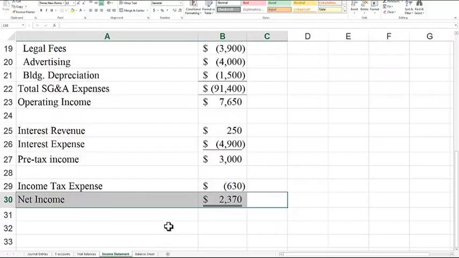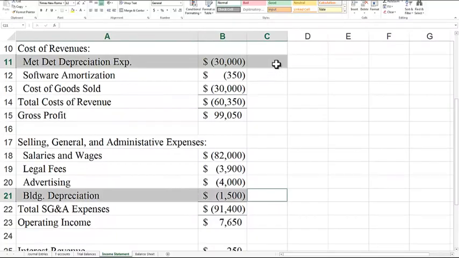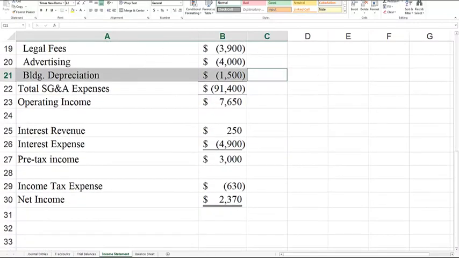One more thing I want to point out before we leave the income statement is I separated depreciation expense into two buckets. The metal detector depreciation expense is part of the direct cost of providing the rental service, whereas the building depreciation is part of the selling and administrative function. And so you'll see this a lot where depreciation may need to be put in two different categories because it's going to show up in two different places on the income statement. So that's a wrap for the income statement.